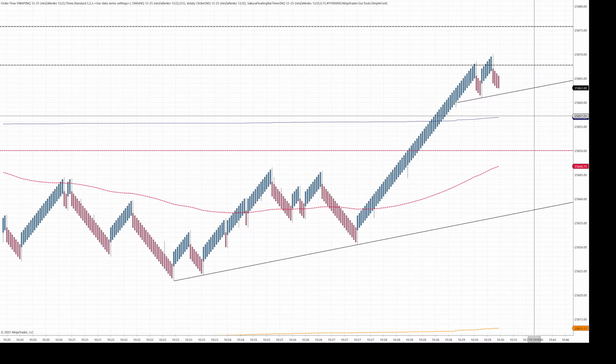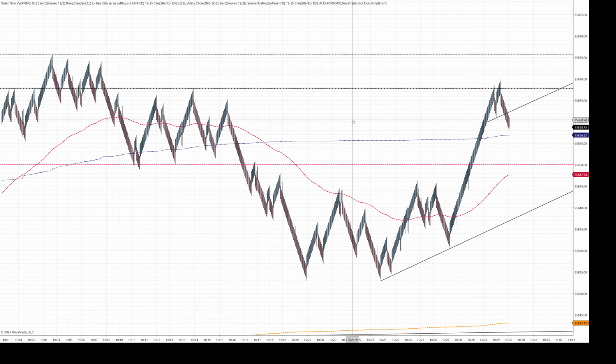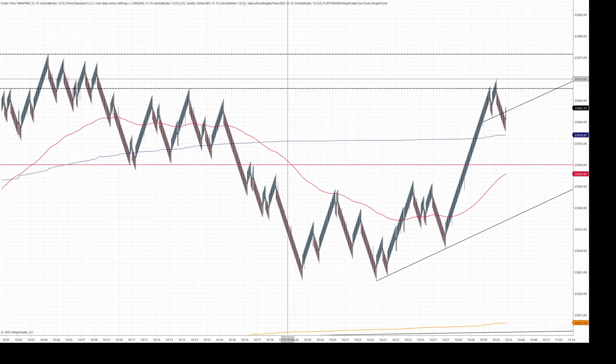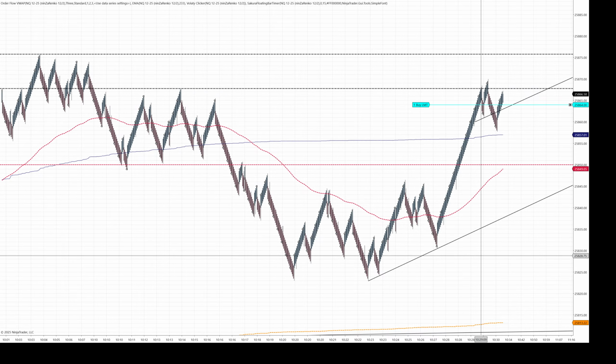At this point, we can't even talk right now. We are really looking for, do we take this bounce higher? Let's see if we can get back in.